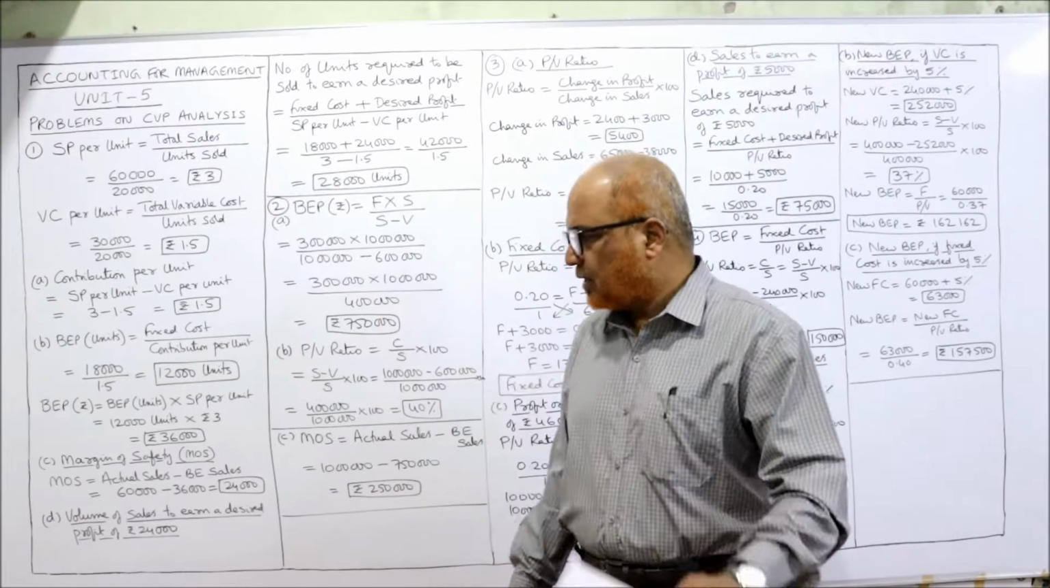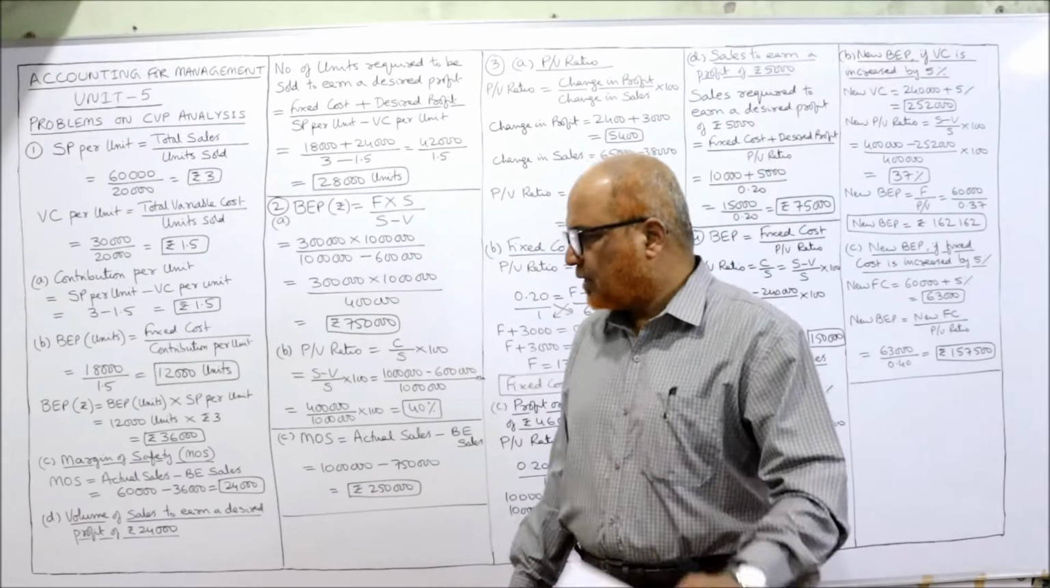And change in sales. In the month of July the sales are 38,000. And in the month of August it is 65,000. So how much is changed? 65 minus 38, 27,000. So we got the change in profit, we got the change in sales. 5,400 change in profit, 27,000 change in sales. 5,400 by 27,000 into 100, 20%. That is the PV ratio.